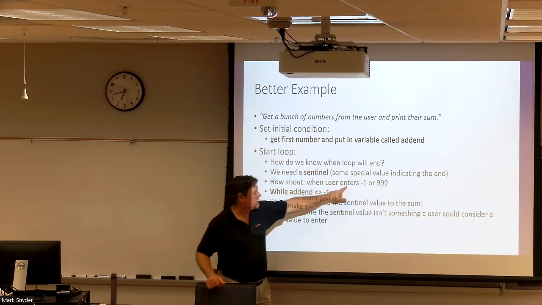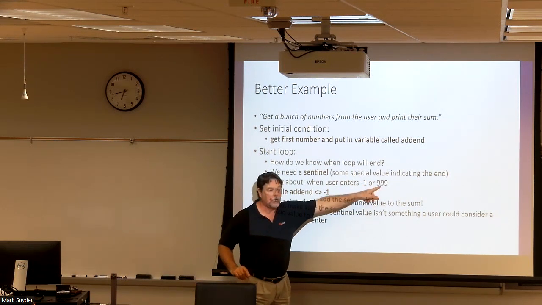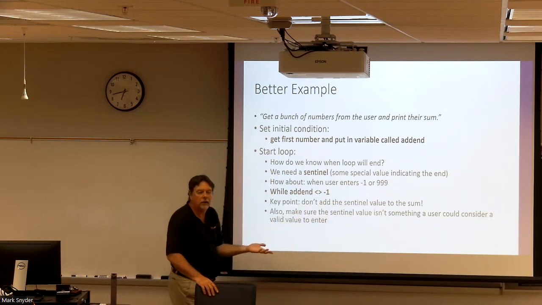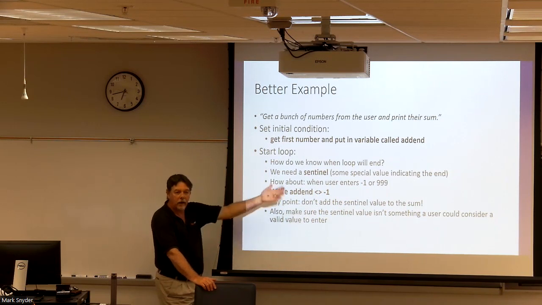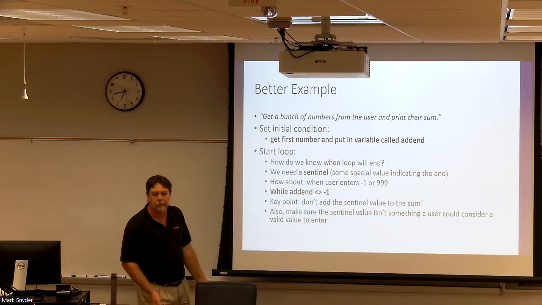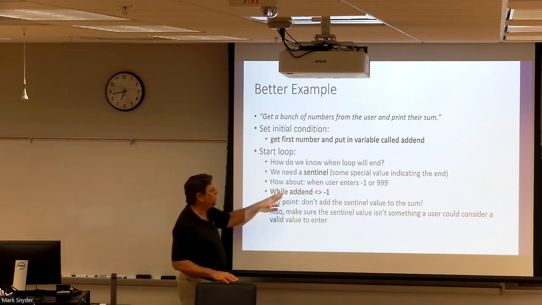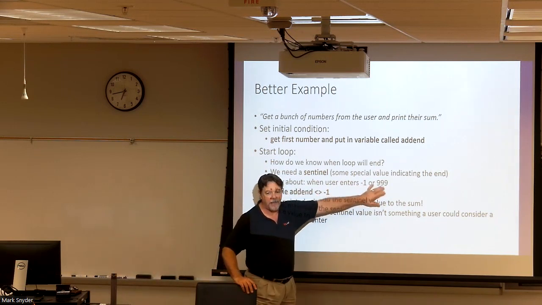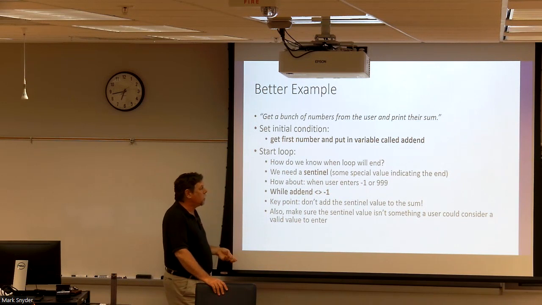But let's do this. Let's say if the user enters -1, we'll consider that the end. We'll stop adding up numbers. Or 999. Although 999 is kind of dangerous because they may actually enter a number 999 and want us to add that up. So we got to clarify this. We got to ask some clarifying questions from our boss or from the teacher or whatever. How do we know we're done looping? And when we talk about numbers like this, special values in programming, we call those sentinels. So it's just a terminology thing.